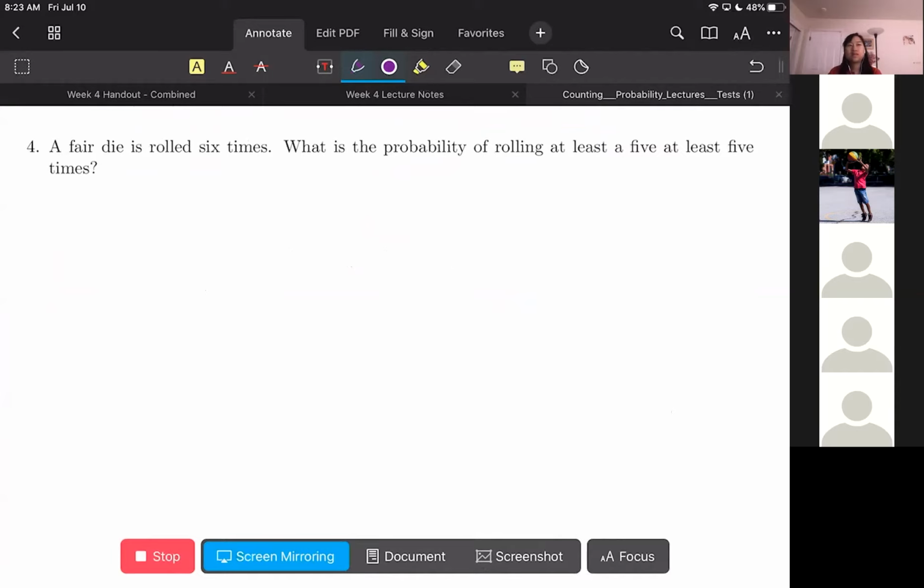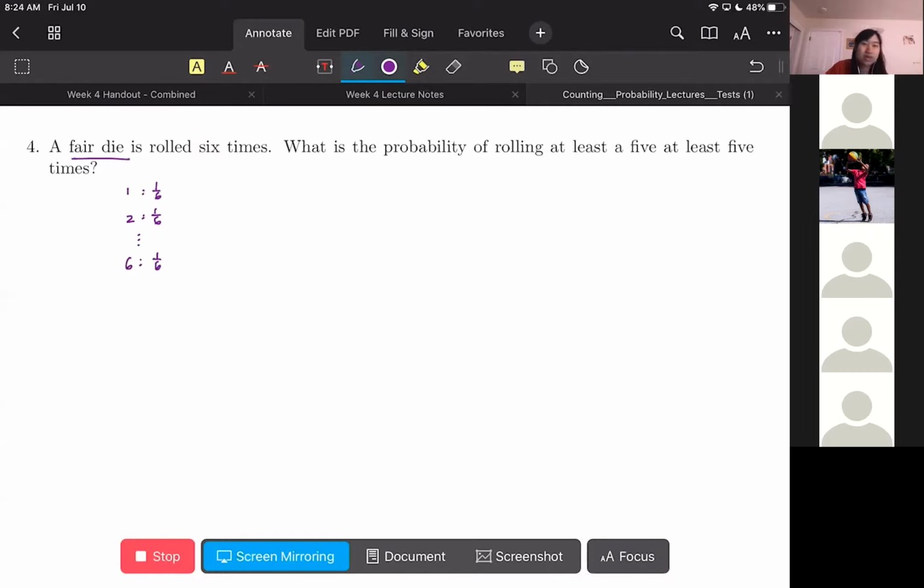So this one says a fair die is rolled 6 times. What is the probability of rolling at least a 5 at least 5 times? So that's a lot of 5s. So when we have a fair die, usually a die has 6 faces, 1 through 6. And fair means that you have an equal chance of landing on any face. So basically the probability of rolling a 1 is 1/6, probability of rolling a 2 is 1/6, etc., and then all the way to 6 is 1/6. That's what it means to have a fair die.